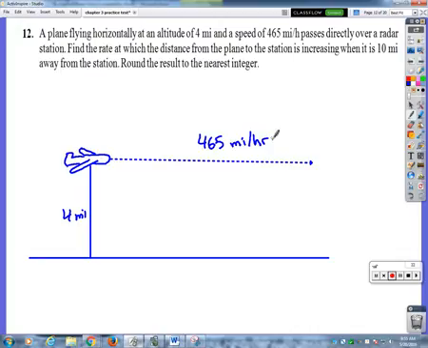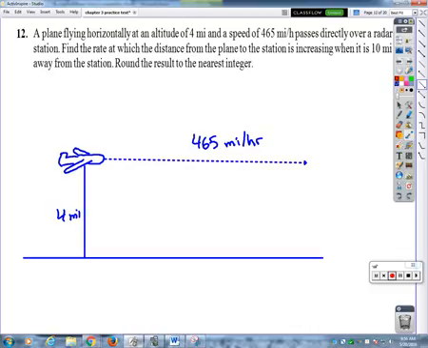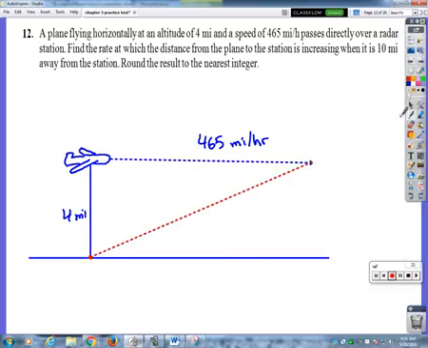Anyways. A plane flying horizontally at an altitude of 4 miles and a speed of 465 miles per hour passes directly over a radar station. Find the rate at which the distance from the plane to the station is increasing when it is 10 miles away from the station.